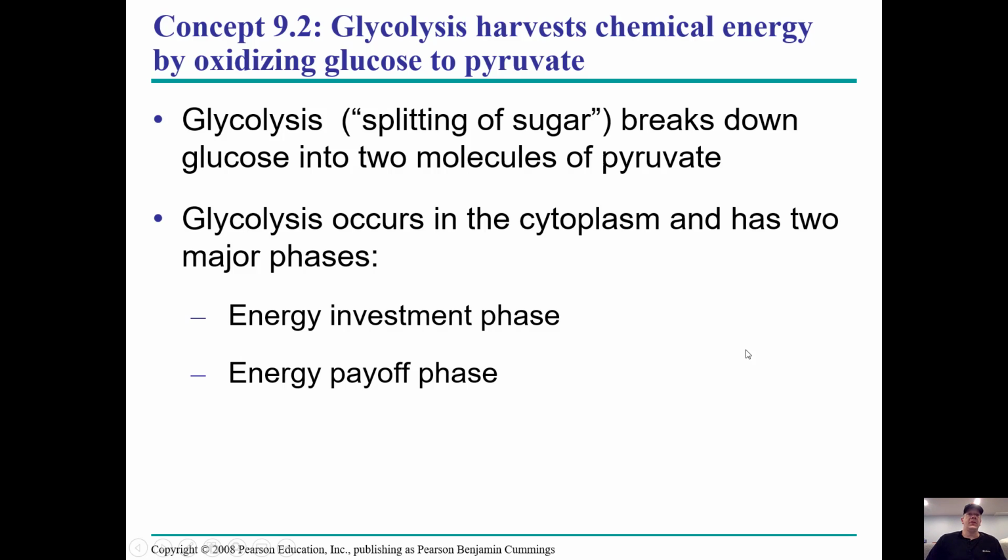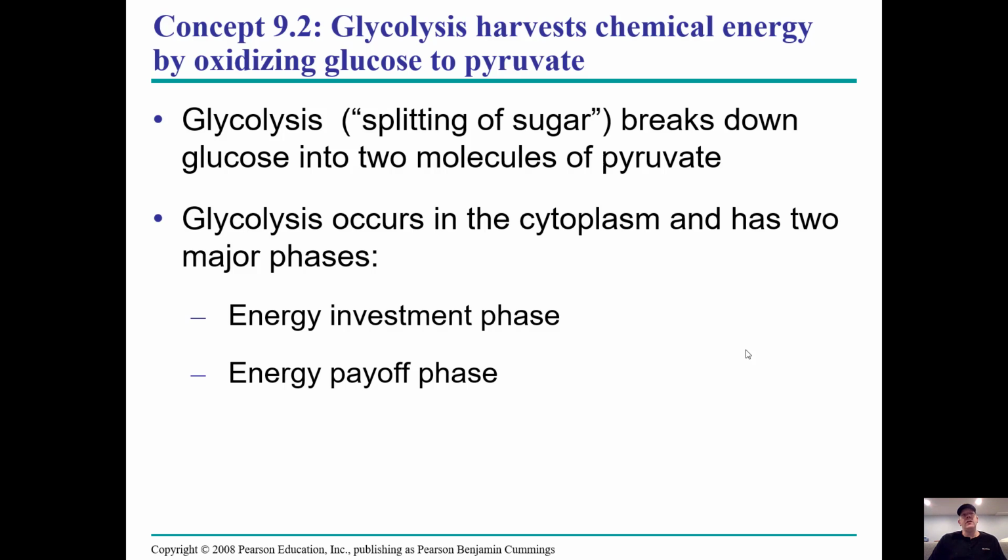All right. Our first process in cellular respiration is called glycolysis. And as I mentioned previously, it occurs in the cytoplasm. Glyco means sugar, lysis means to break apart. So we're taking glucose and we're splitting it. There are two major portions to this.